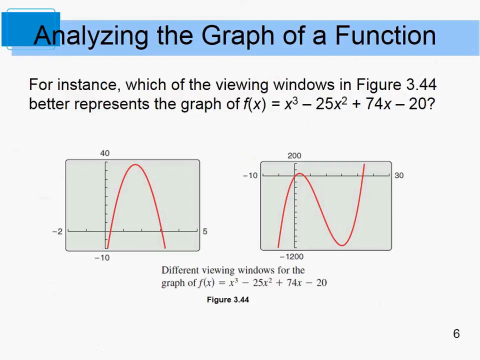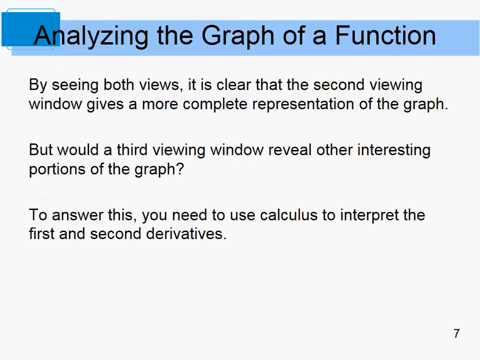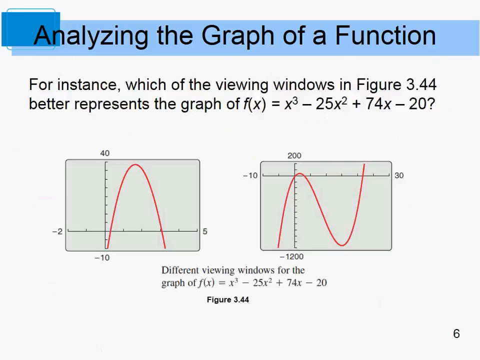Because your window isn't big enough, you don't really see what behavior is going on outside of this graph. Now, the goal is to make your graph wide enough so that you can draw an arrow on the ends and assume that we're going to infinity or to asymptotes. That's the goal, okay? By seeing both these views, it's clear that the second one is a much better representation of the graph. But by looking at this, can I say for sure that there's not a third view that's even better? I have a pretty good idea that that's about as good as you can get.